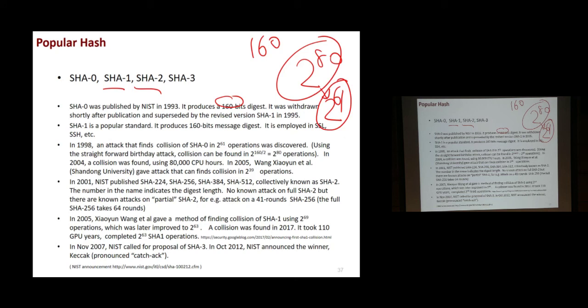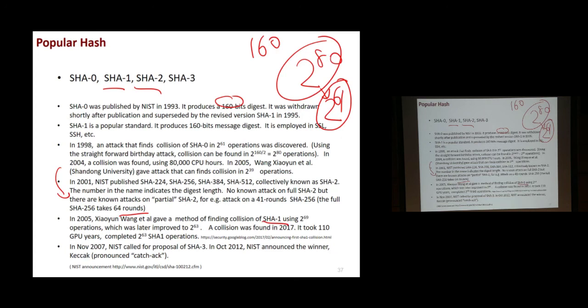So this is for SHA-0. Then you have SHA-2. SHA-2 is secure. But then someone found that you are also able to break partial SHA-2. The full SHA-2 runs how many rounds? 64 rounds, right? If you do not use 64 rounds, you are able to find a collision very fast. And in 2005, Wang Xiaoyun from Shandong University found that you can break SHA-1 using 2 raised to the power of 69.